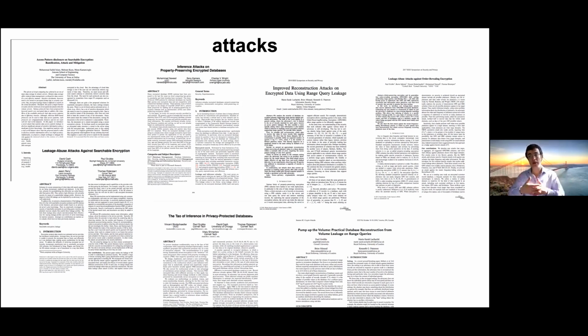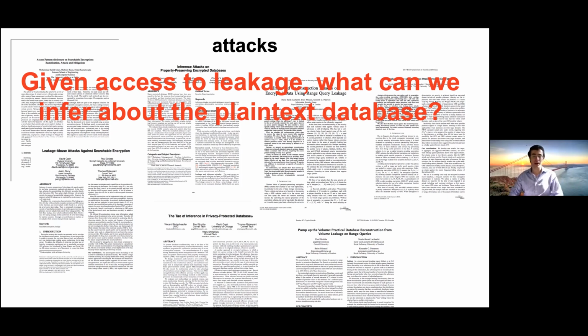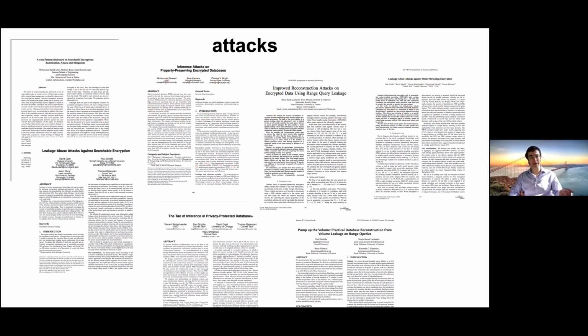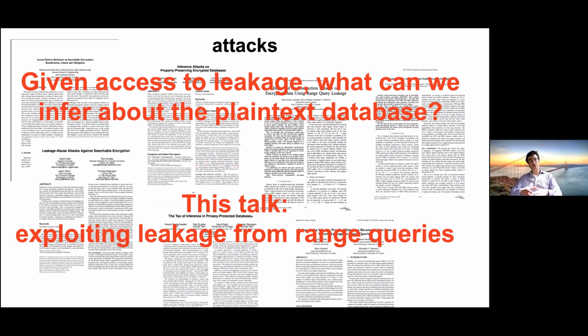This specific paper launched a whole area of trying to see how harmful this leakage is on encrypted databases, and whether we should be using them. At least, when we use them, we need to be very clear about what the trade-offs are. If we're using a database, we need to understand what the attacks are, so that we know exactly what kind of security properties we're getting. So the main question of this attack is: given access to the leakage I described before, in particular the search pattern and the access pattern, what can we infer about the plaintext database? And this talk is going to be about how to exploit leakage from encrypted range queries.